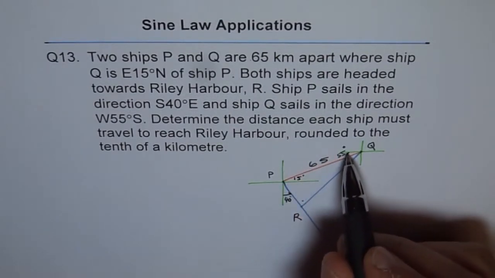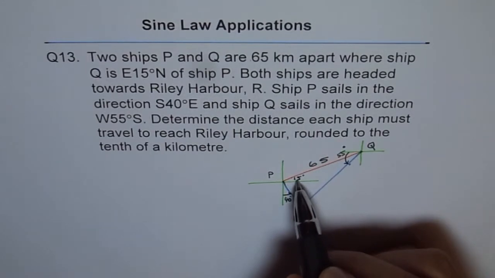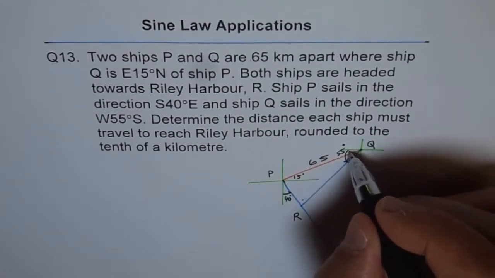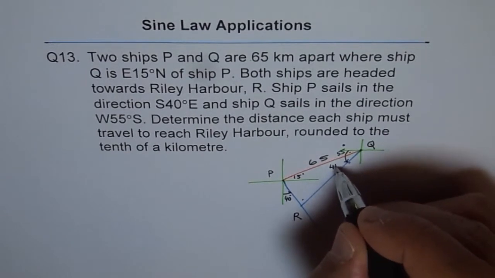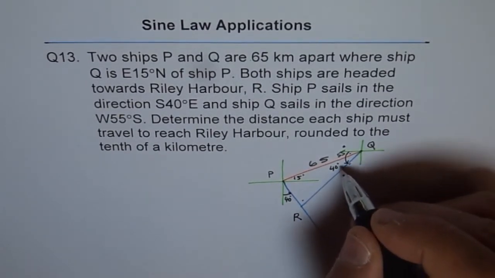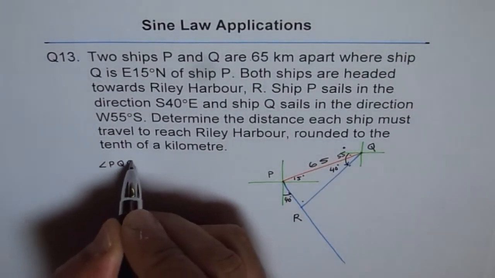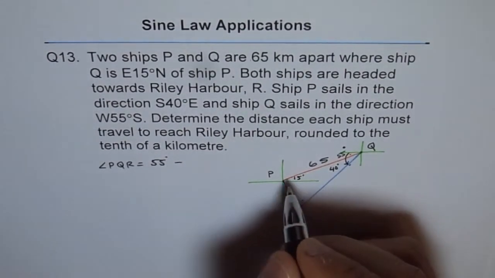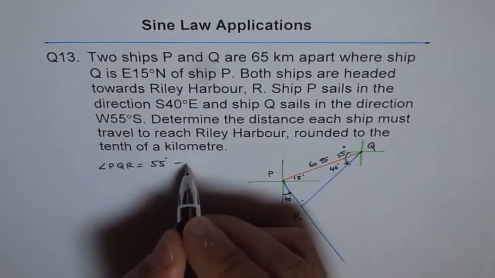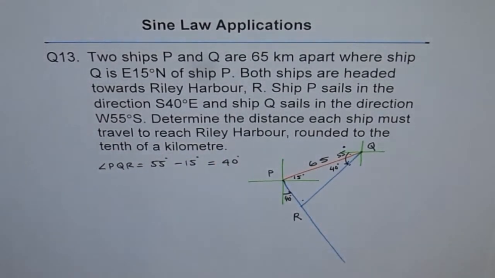Now we can find this like this. If you consider these two lines are parallel, these are both horizontal lines, and this is your 15 degrees, that means that is 15 degrees and this angle should be 55 minus 15. So this angle should be 40 degrees. So angle PQR equals 55 minus 15 degrees. 15 is the corresponding angle. So that is 40 degrees for us. So we found one angle, correct?